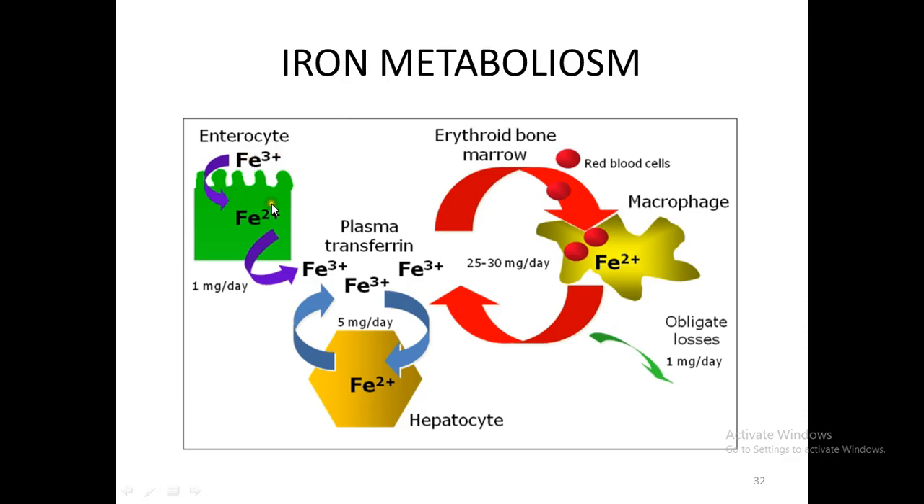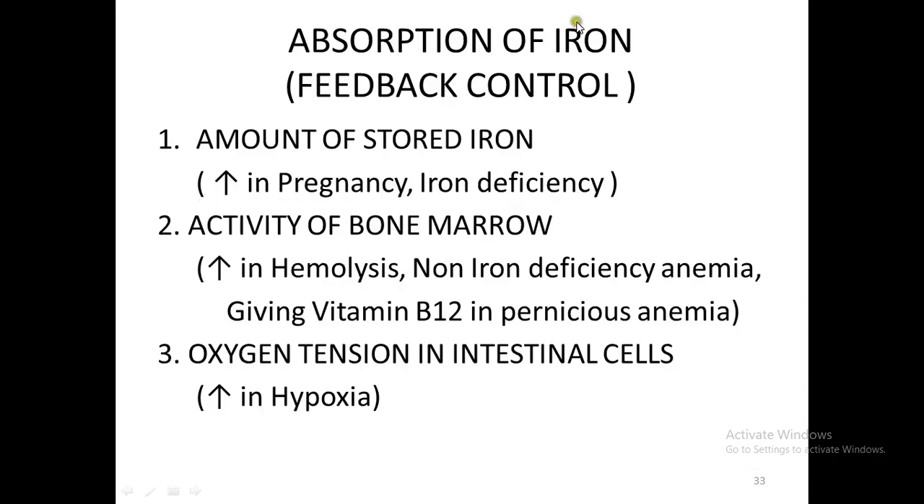Ferric iron enters the enterocyte only after changing into ferrous. And then ferrous iron, when it leaves the intestinal epithelial cell, it has to be changed back to ferric so that it can be transported along with plasma transferrin. So we've already discussed this.